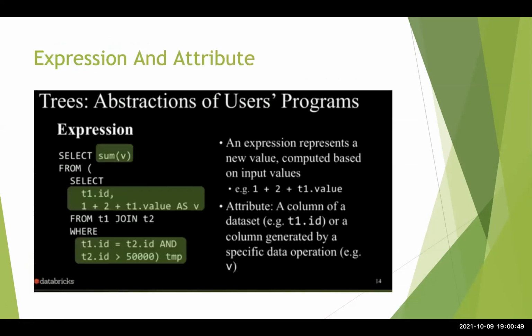And so there's a tree which will be created. There are expressions and attributes, correct? So what is an expression? An expression basically represents a new value, computed based upon the input value. For example, 1 plus 2 plus T1.value is an expression. An attribute is a column of a data set, like T1.id, T1.value, and things like this. So these are expressions and attributes.